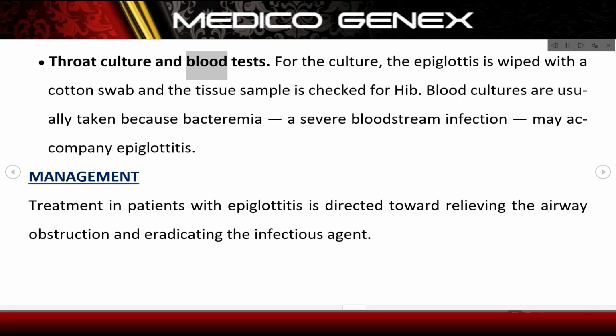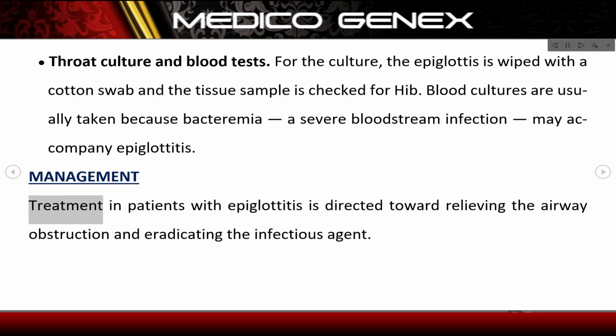Throat culture and blood tests. For the culture, the epiglottis is wiped with a cotton swab and the tissue sample is checked for Hib. Blood cultures are usually taken because bacteremia, a severe bloodstream infection, may accompany epiglottitis.